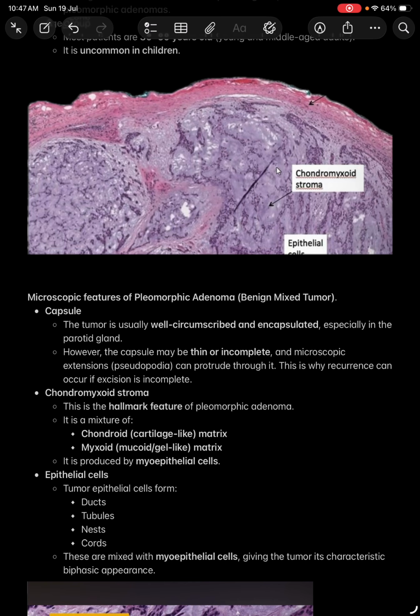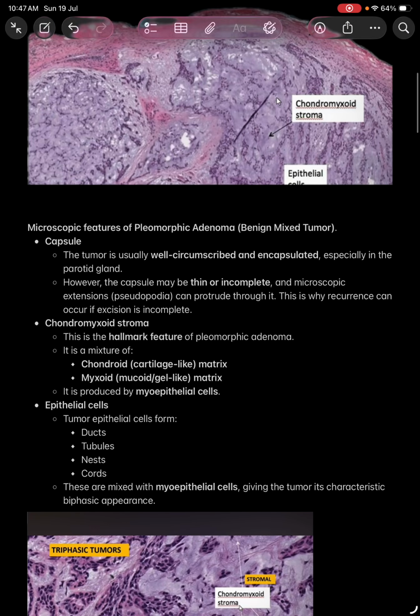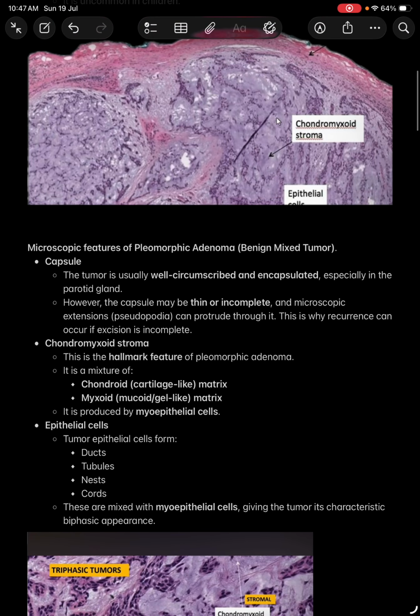Microscopic features of pleomorphic adenoma. The tumor is usually well circumscribed and encapsulated, especially in the parotid gland. However, the capsule may be thin or incomplete. Microscopic extension can produce projections through it. This is why recurrence can occur if excision is incomplete.